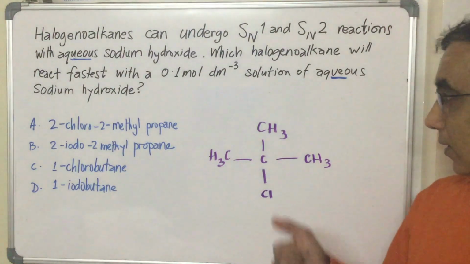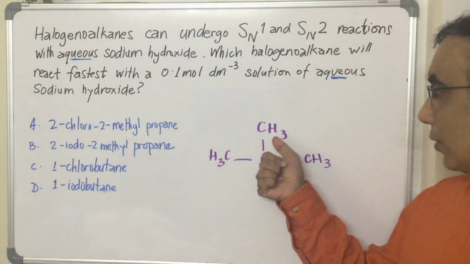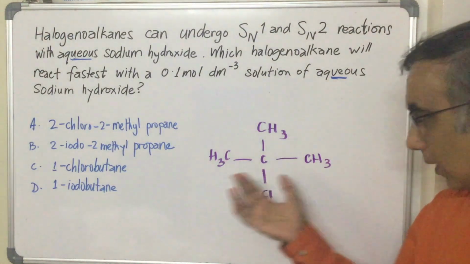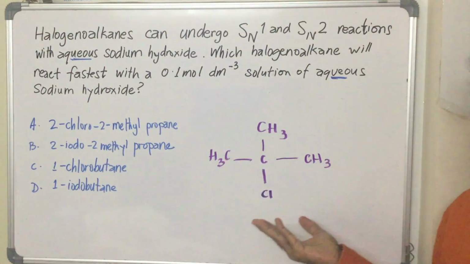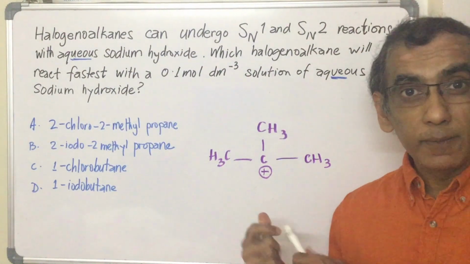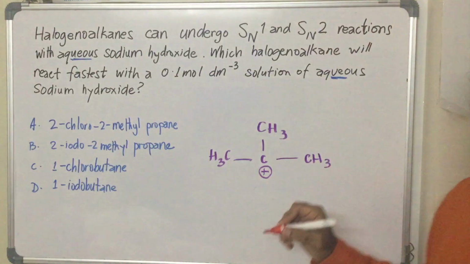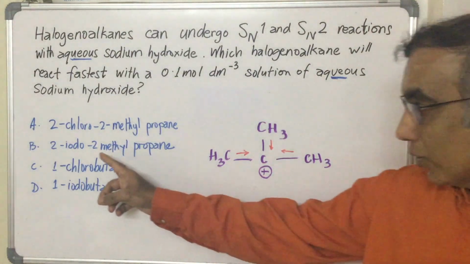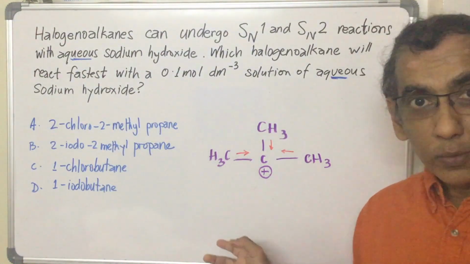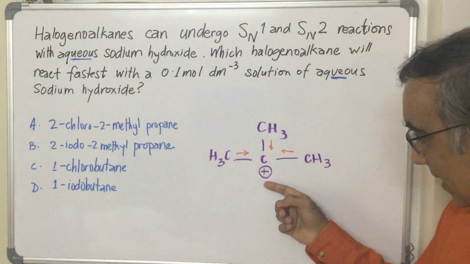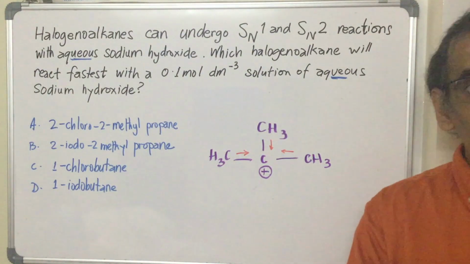So here you have it. 2-chloro-2-methyl-propane with 1, 2, 3 carbons and everything saturated. This carbocation would be stabilized by the inductive effect, the pushing of electrons. This 2-iodo-2-methylpropane is the exact same structure, just that it has an iodo instead of a chloro.